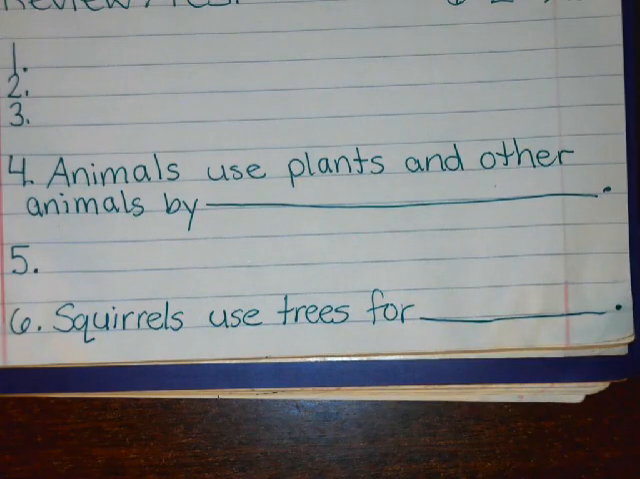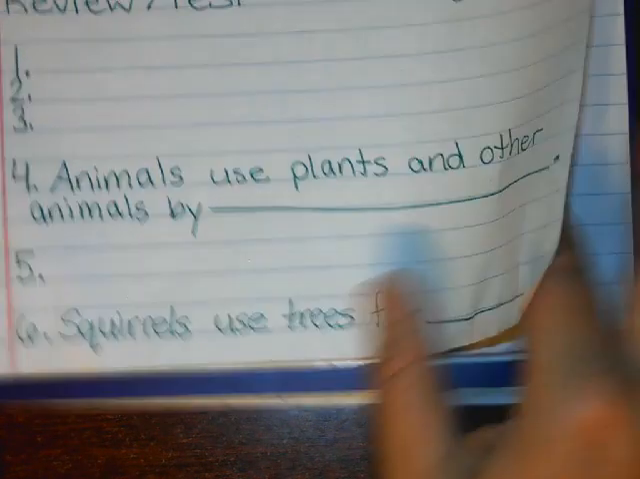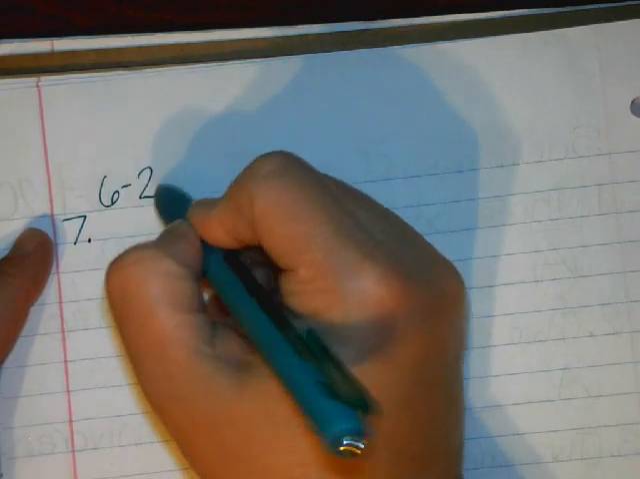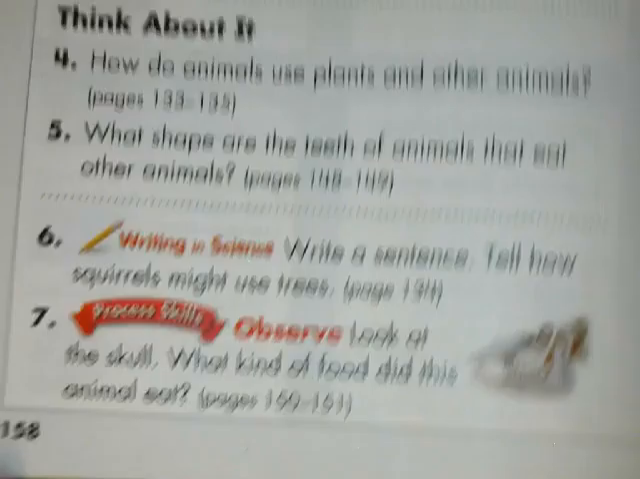Okay, so for number 7, I am going to have to turn my page. If you need time to catch up, pause it, and then push play when you're ready to continue to number 7. Okay, number 7. And just write the date at the top again, so I can remember which day we're on.